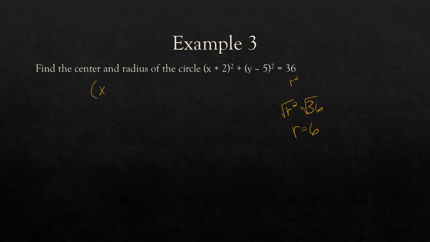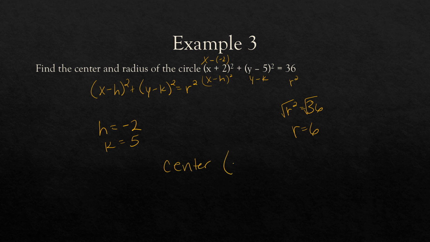Now my formula was x minus h squared plus y minus k squared is equal to r squared. If I kind of associate that up here, this is x minus h squared. So what are we subtracting if we have an x plus 2? We could rewrite it as x minus a negative 2. So our h is negative 2. This is y minus k, so our k is 5. So our center is (h, k) = (-2, 5), and our radius is 6.